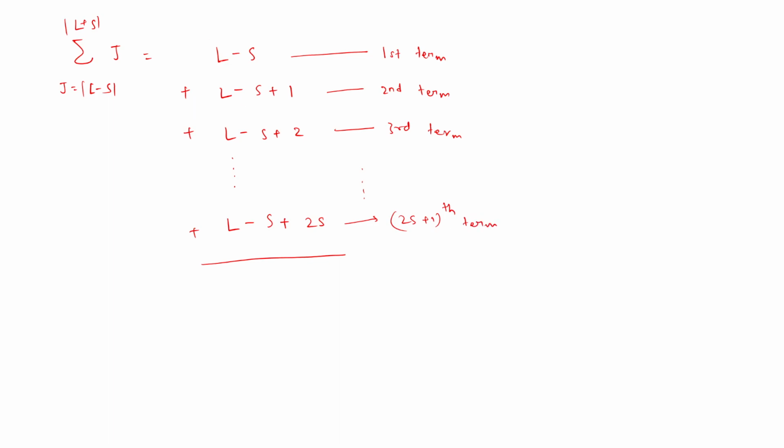So now see this L, it is just L plus L plus L how many times? 2s plus 1 times. So it is 2s plus 1 times L. Similarly this s is also getting repeated, minus s, 2s plus 1 times this s is getting repeated, plus what we have now is 1 plus 2 plus 3 plus so on. So it is 1 plus 2 plus 3 plus so on, 2s plus 1 times, up to this we have.